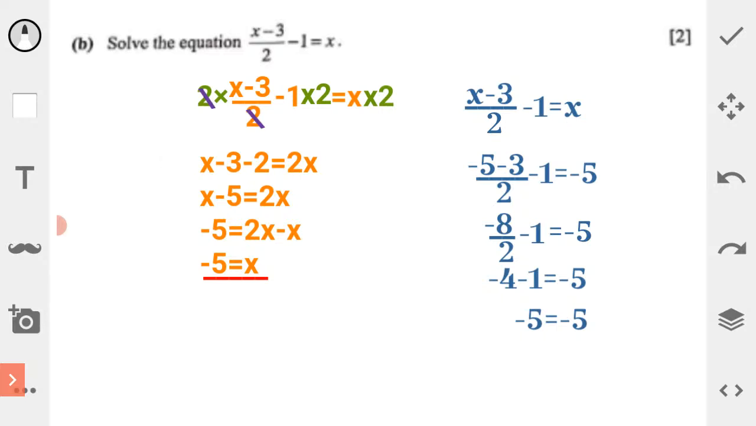Now if you find that on both sides of the equal sign you find the same number, that means the answer you found is correct. So negative 5 is the correct answer. That is the value of x. Okay, so we can say that is the final answer.